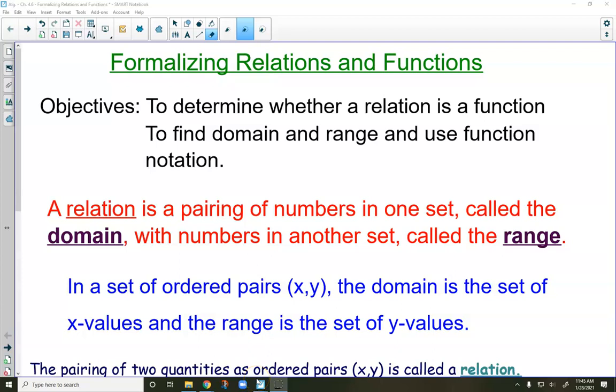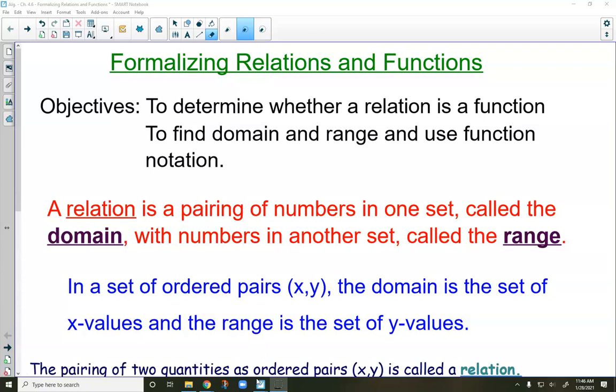Alright, we're going to be talking about relations and functions today. Our objective today is to determine whether a relation is a function, define the domain or range, and use function notation.